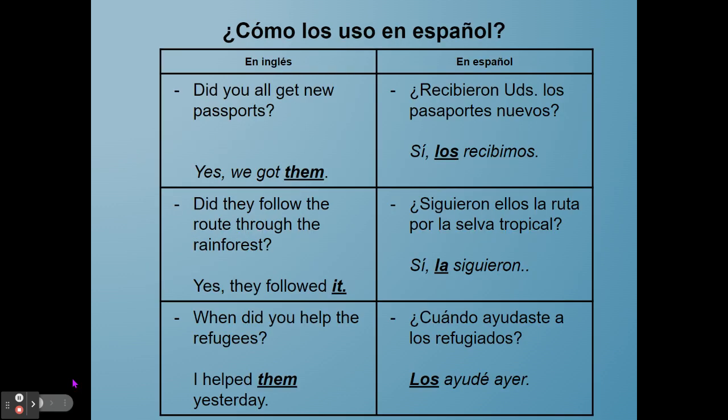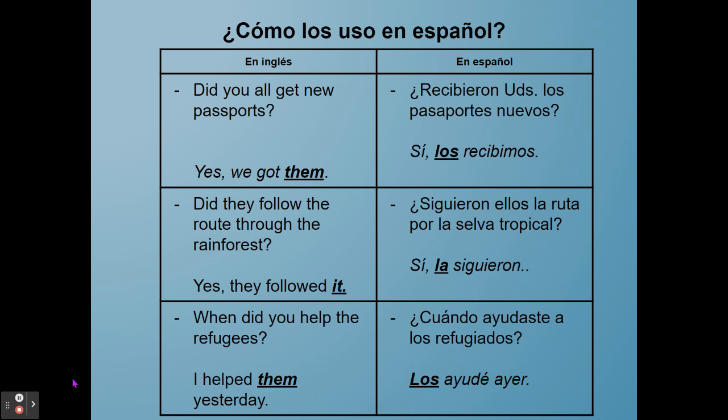So you notice that we've got our original examples here at the top of Página 2 as well in your notes packet. And you got your original examples in Inglés on the left and in Español on the right. So we have in English, the first example, did you all get new passports? And yes, we got them, as we went over previously. En español, the question is, ¿recibieron ustedes los pasaportes nuevos?